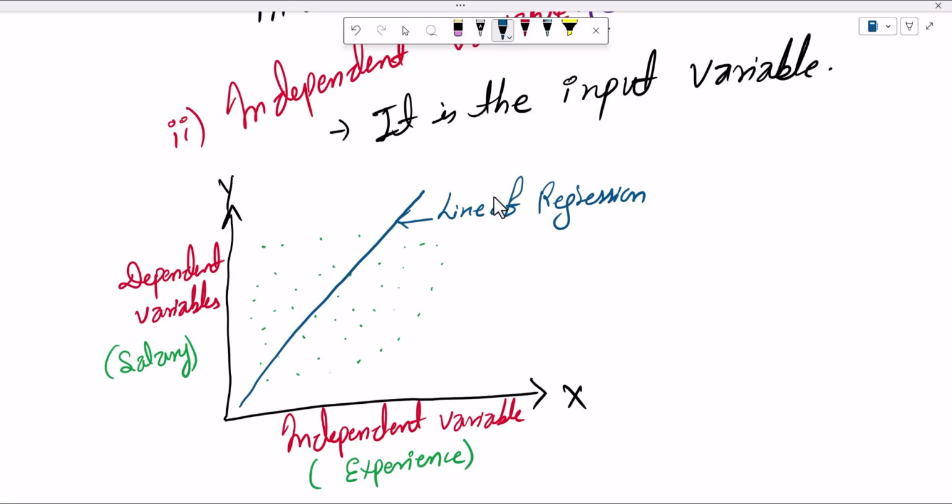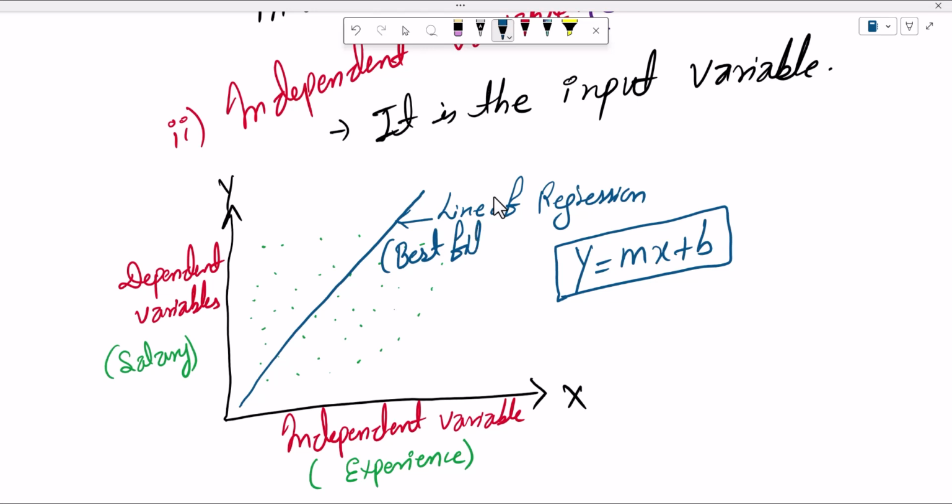linear regression is generally finding a linear relationship between two sets of data and using the relationship to define a linear equation in the form of y equals mx plus c. So y equals mx plus c, right? This is the formula for linear regression. This is the line, and we can say that this is the best fit line as well.